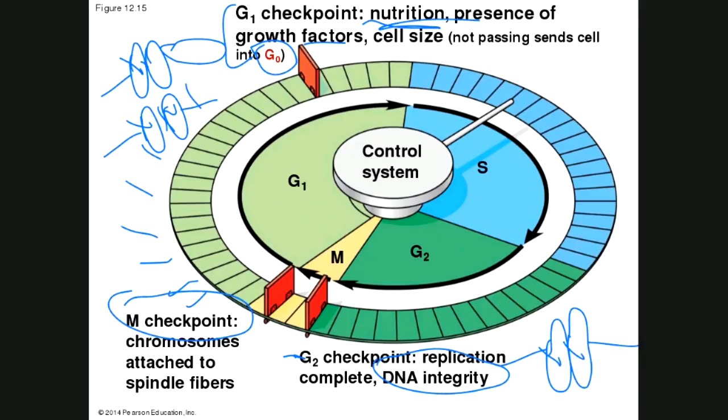Why is that so important? Why is that such a mess up? That's worth a point too. Why is not having that spindle fiber such a mess up? Or if it's not connected, it might be there, but the connection is screwed up.